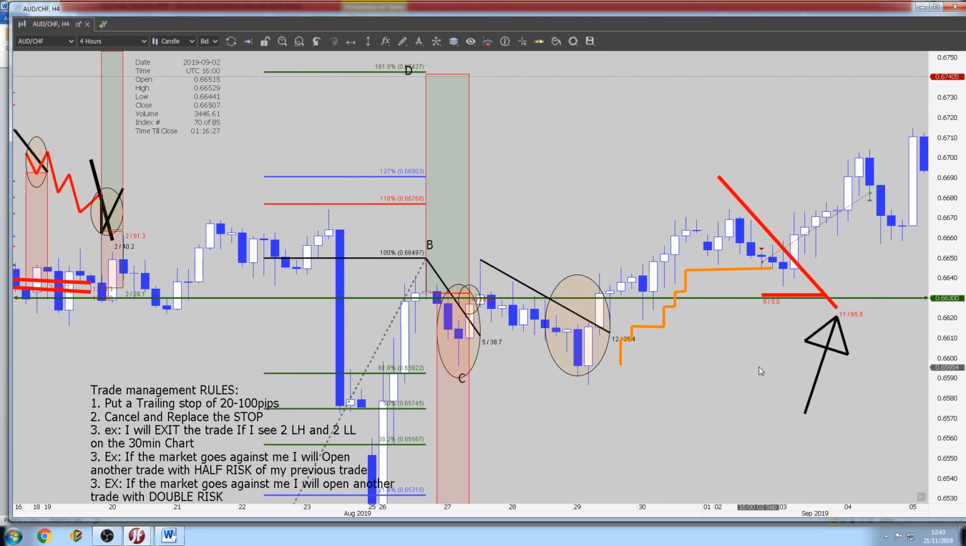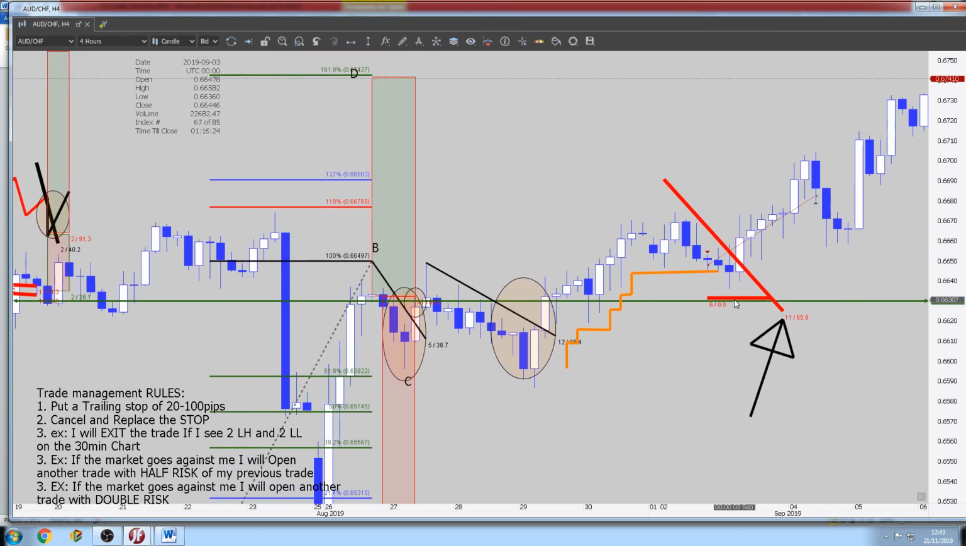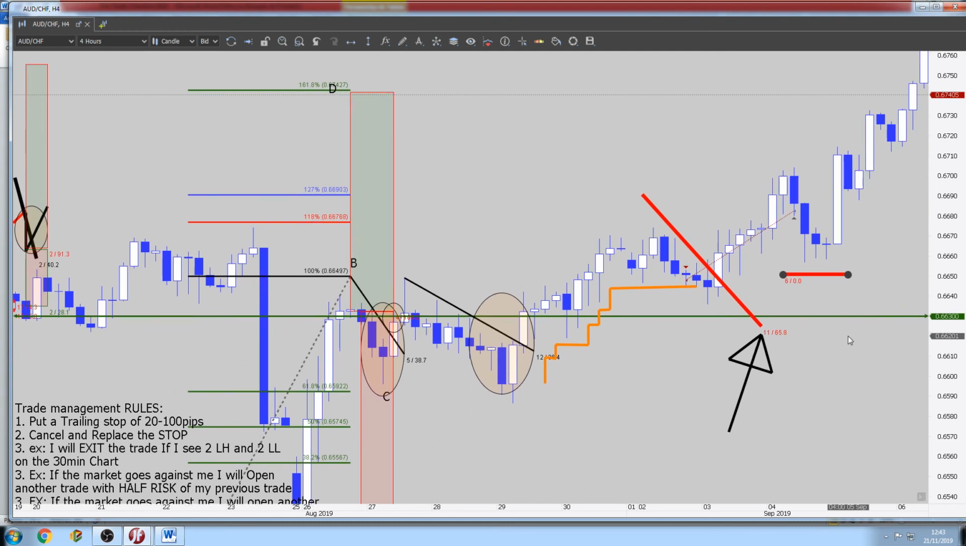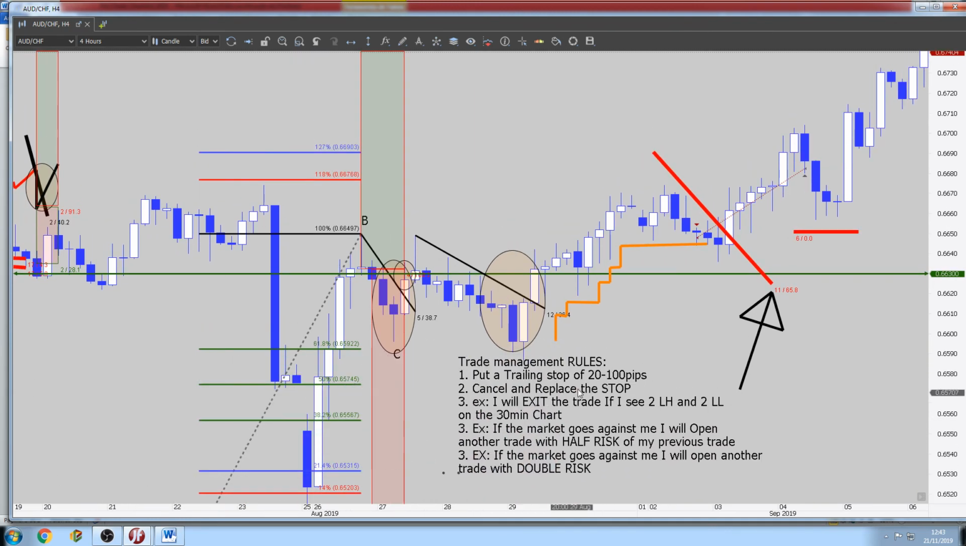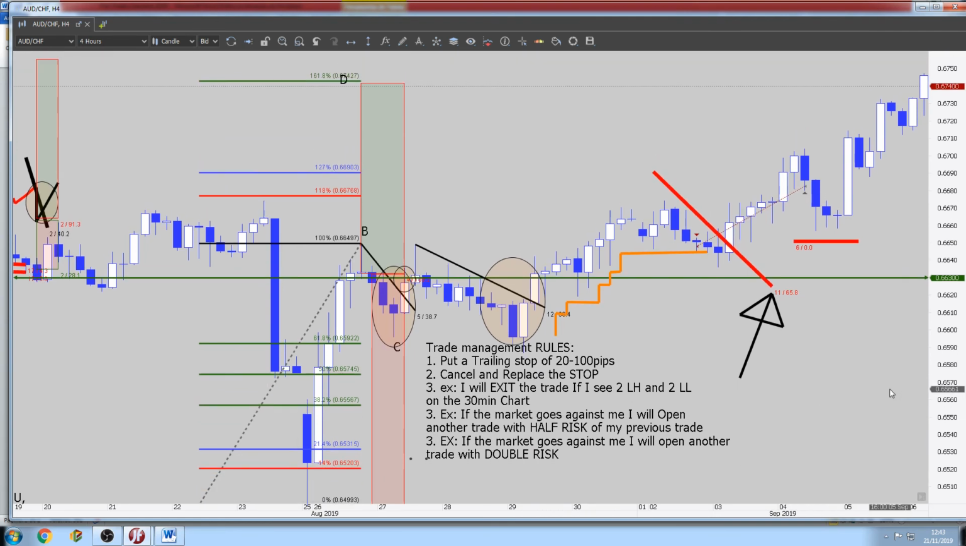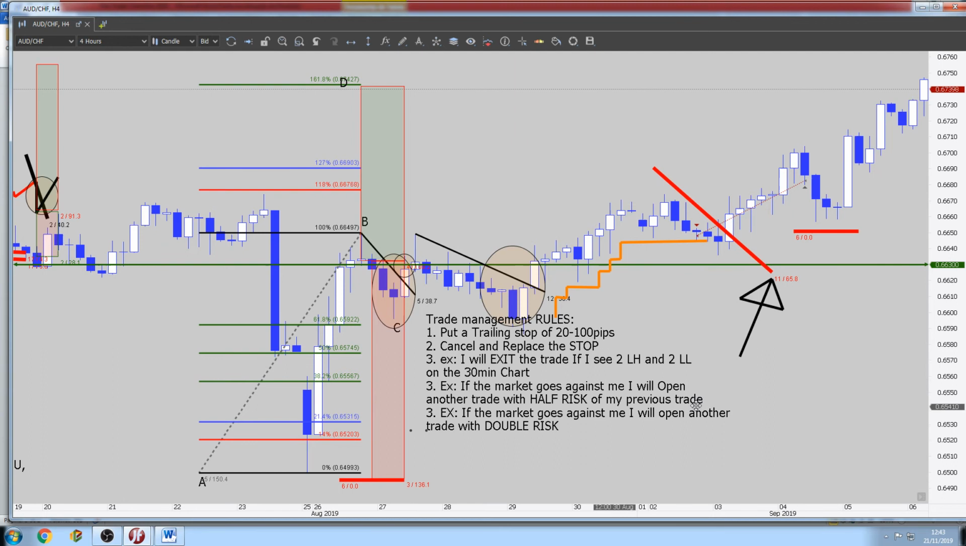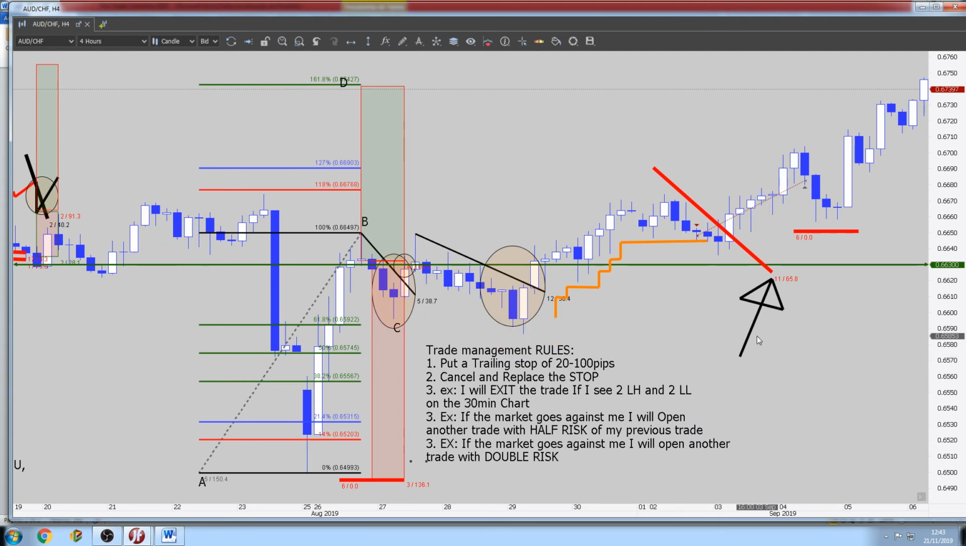And the market went up, and the trader with the cancel and replace is here, bam, hit the extension. So in this trade, everybody, all the strategies had different outcomes. The traders who manage the trade with the rule I will exit the trade if I see 2 lower lows and 2 lower highs on the 30-minute chart, they were out, right? They didn't lose much, but they didn't earn anything.